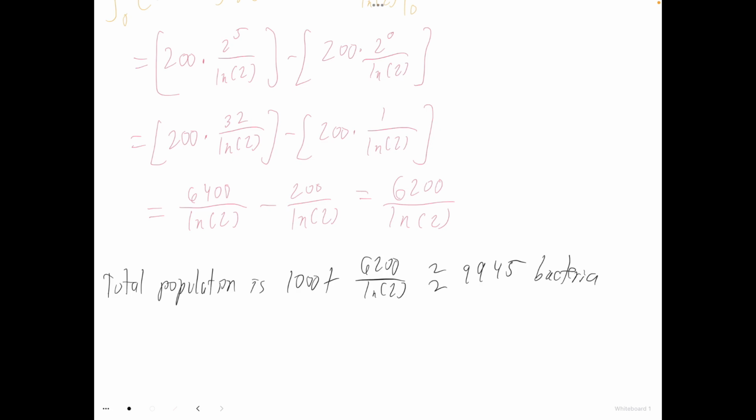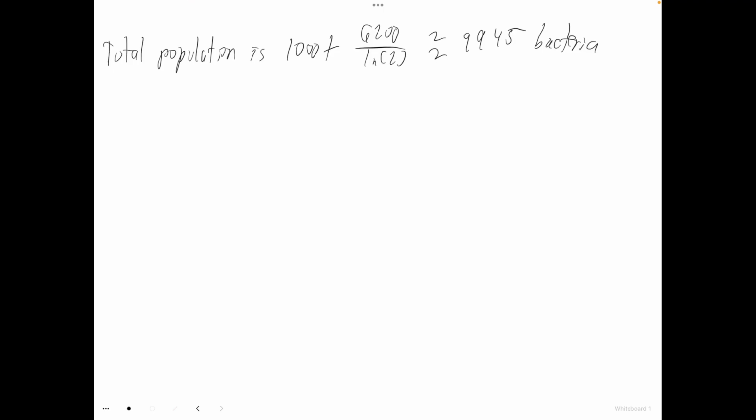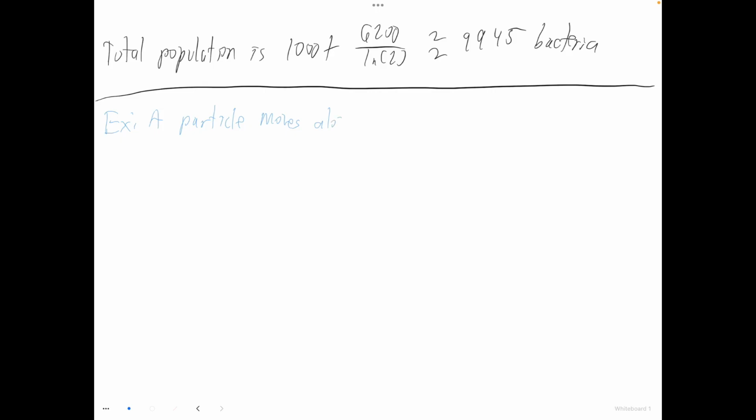Okay, so now let's look at another example. Now this next example is going to be a little bit more complicated than those first two, but it points out an important principle. And so a particle moves along a line so that its velocity at time t is v of t equals t squared minus t minus 6.